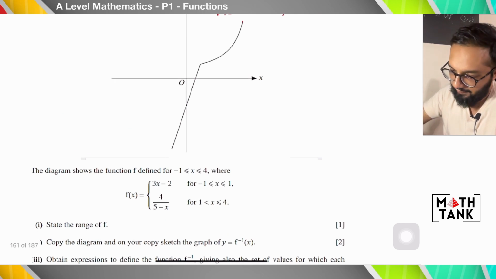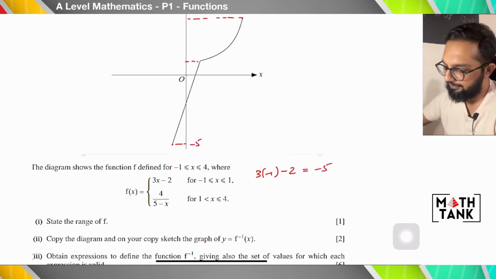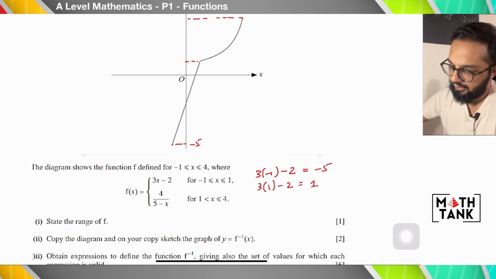So for the range of f, I'll need this endpoint and I'll need this endpoint. In any case, I should also calculate this to see if both of these match. Of course they will, so 3 times minus 1 minus 2. That gives me a minus 5 at the bottom. And then I can just check for this. That's 1. So I think that's 1.